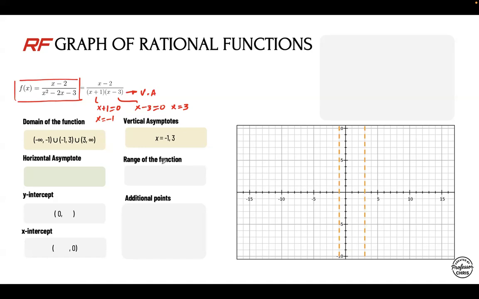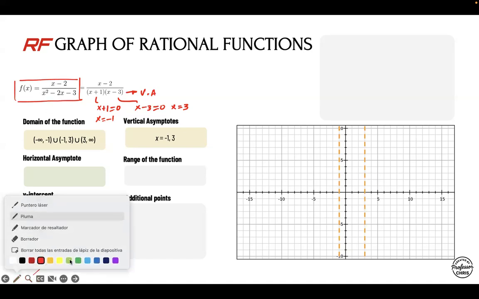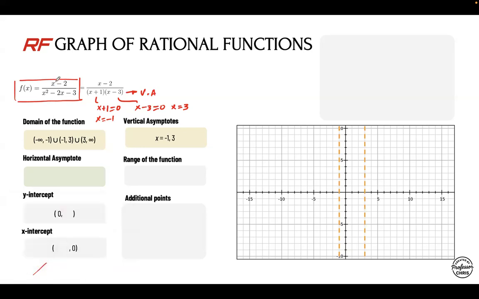Once you have that, you go back to your original function, x minus 2 divided by x squared minus 2x minus 3. You need to consider the leading term, which has an exponent. So this is a degree 1 in the numerator and a degree 2 in the denominator. The obvious winner is the denominator, and that causes our horizontal asymptote to be 0.